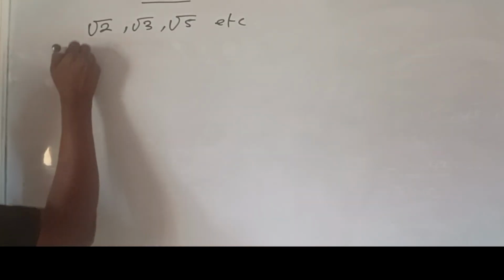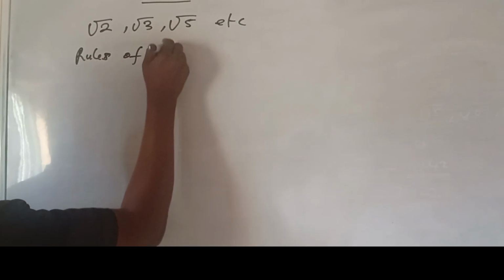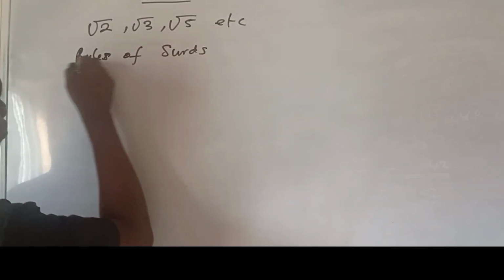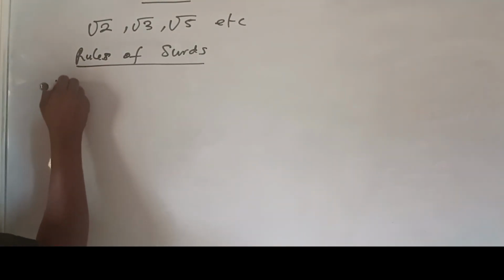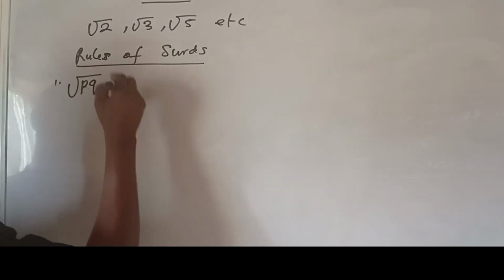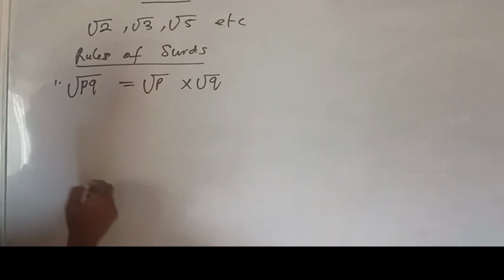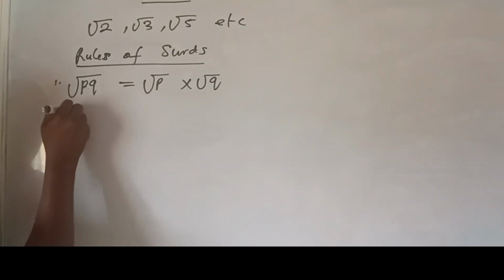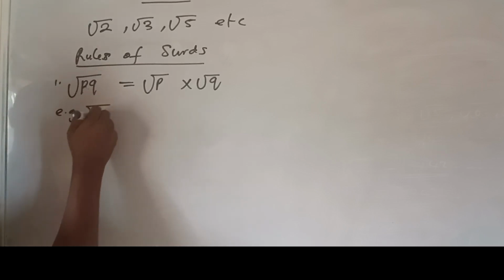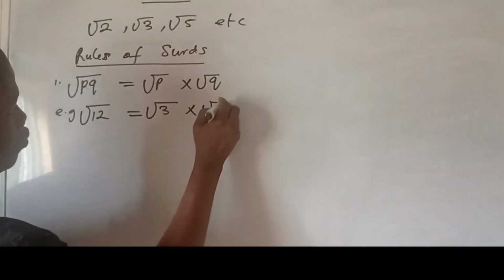We have rules for operations under surd. For you to perform any operation under surd in mathematics, you must follow these rules. The first one is that the square root of PQ is the same thing as the square root of P times the square root of Q. For instance, the square root of 12 is the square root of 3 times the square root of 4.